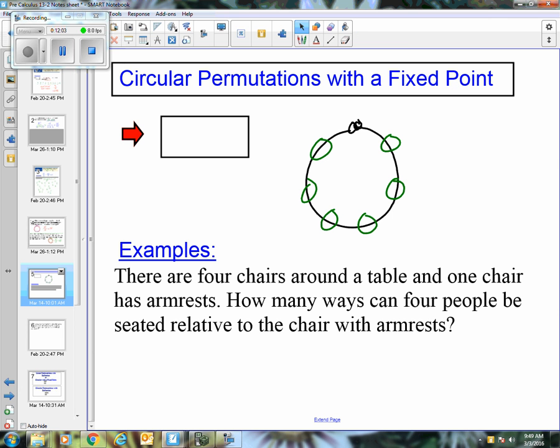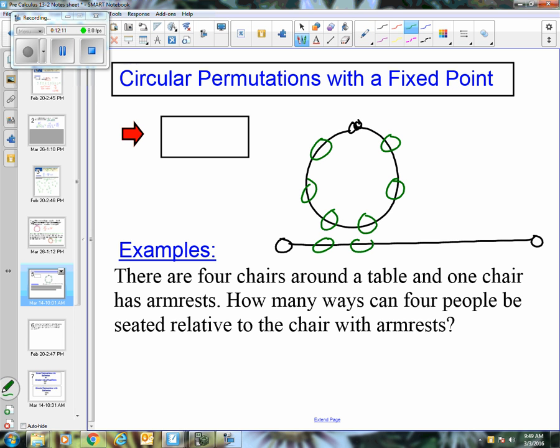Now what the clasp means is I can unhook it, so I have a clasp, and my bracelet could end up being, so here's all my beads, a straight line. Because if you have a clasp, it means it's starting somewhere and it's stopping somewhere. It's just like a line. So this is what we call a circular permutation with a fixed point.